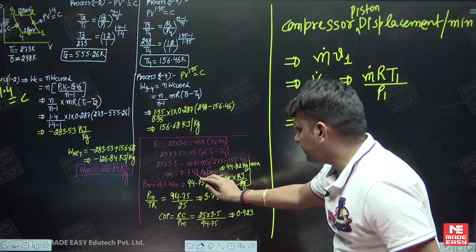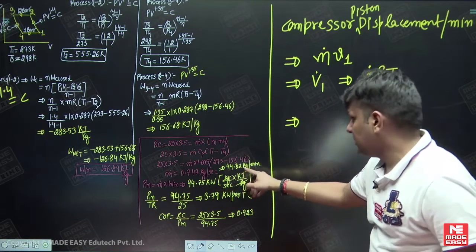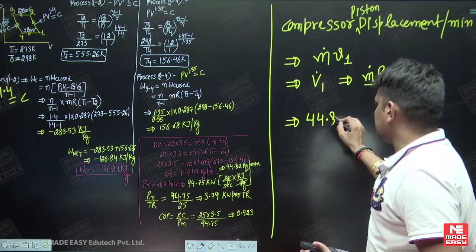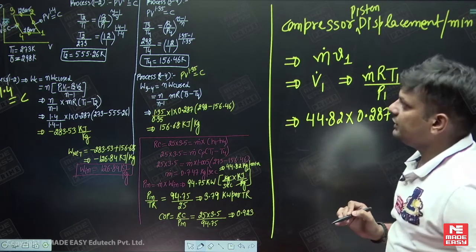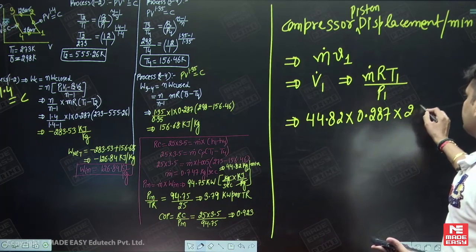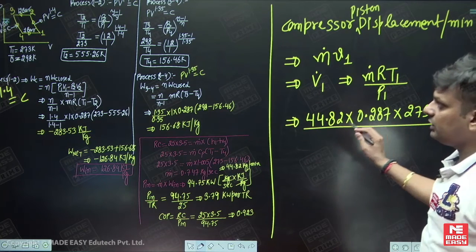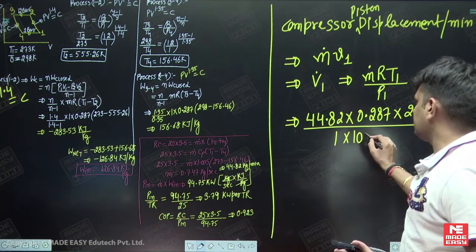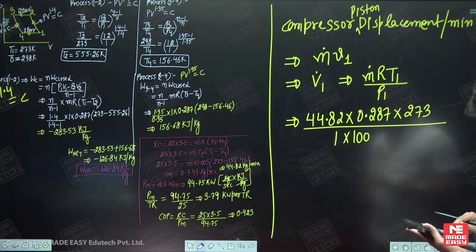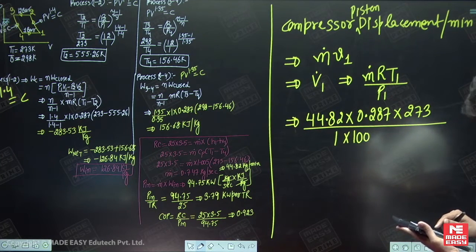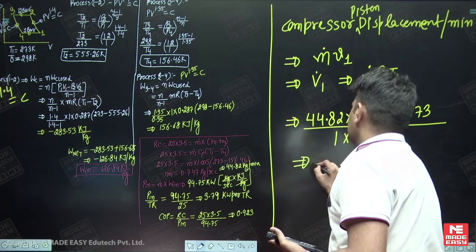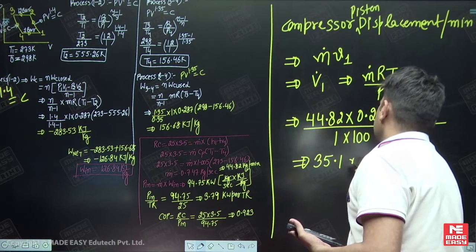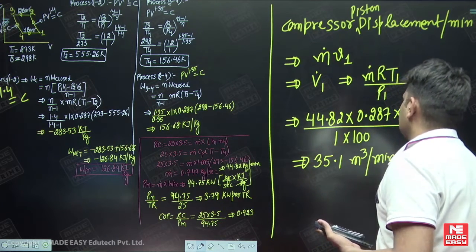If you observe carefully, they are interested in per minute. The mass flow rate we have calculated is 0.4747 kg per second, which is 44.82 kg per minute. R for air is 0.287, into T1 is 273, upon P1 is 1 bar, which I have converted to 100 kilopascal. So 44.82 into 0.287 into 273, divided by 100. This is coming out as 35.1 meter cube per minute.